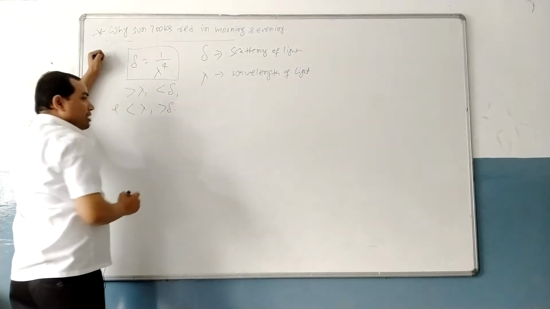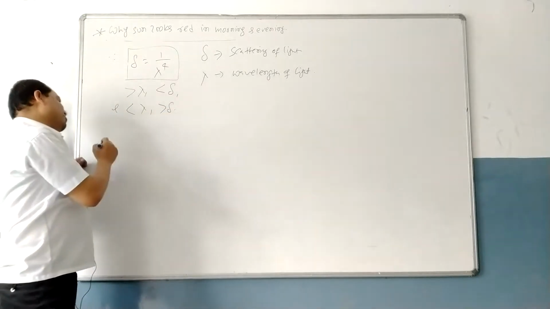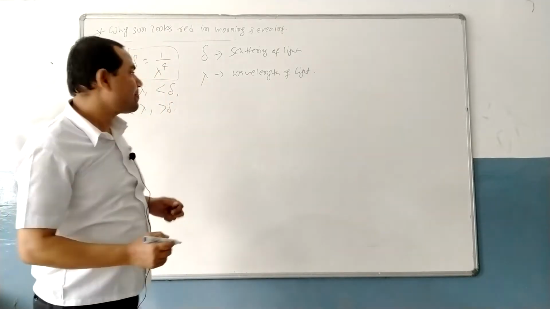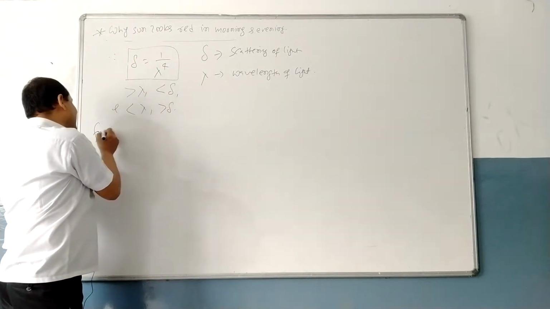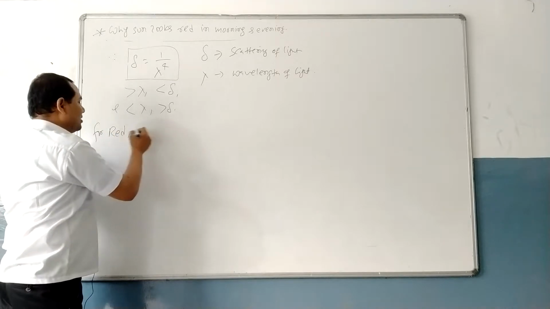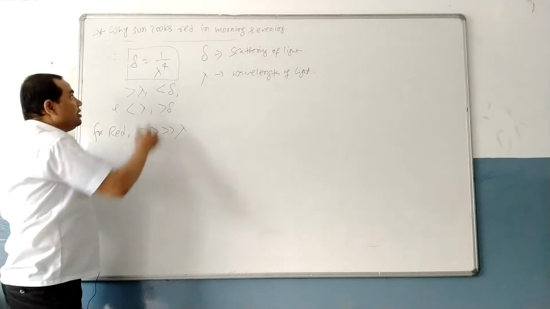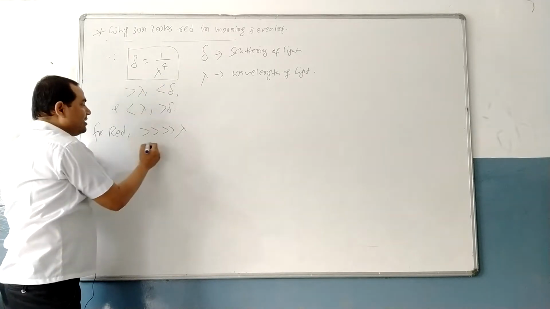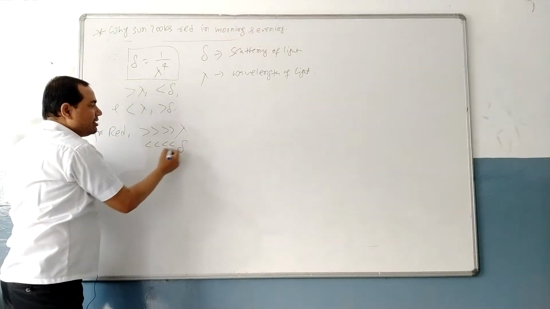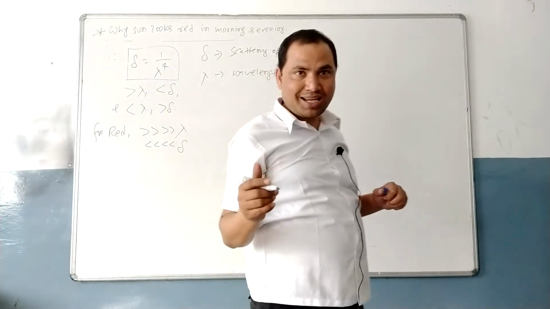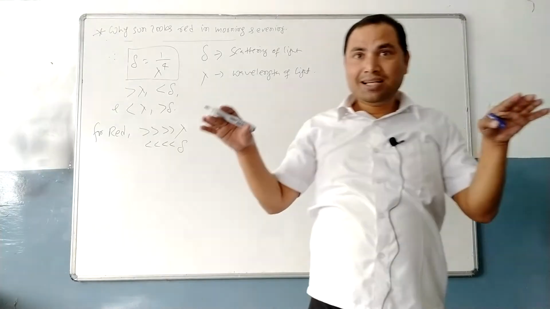Let us consider why the sun looks red. Because red color has a very high wavelength. For red, the wavelength is very high, and the greater the wavelength, the lesser the deviation. Lesser deviation means that the other colors deviated in the sky are scattered in the sky.